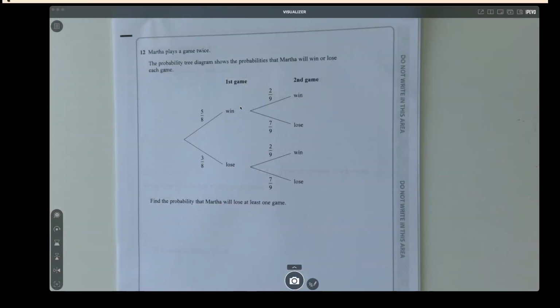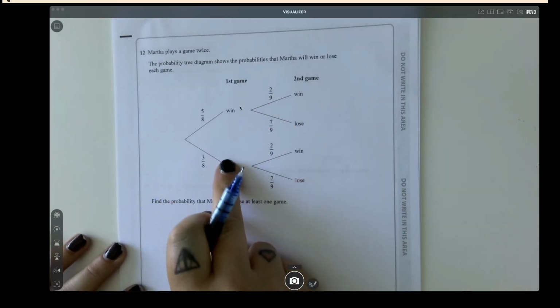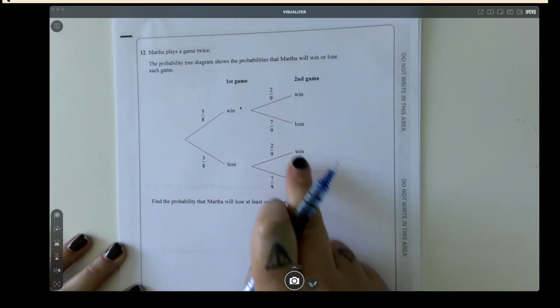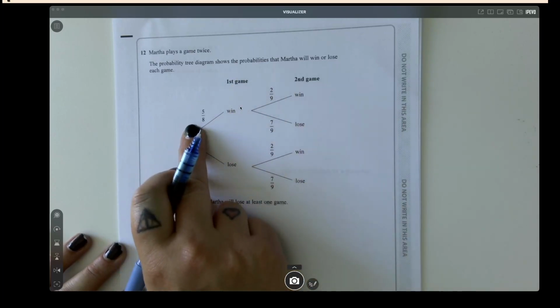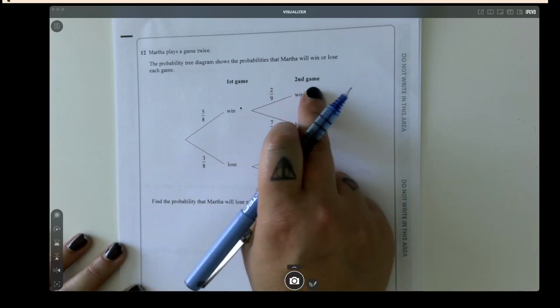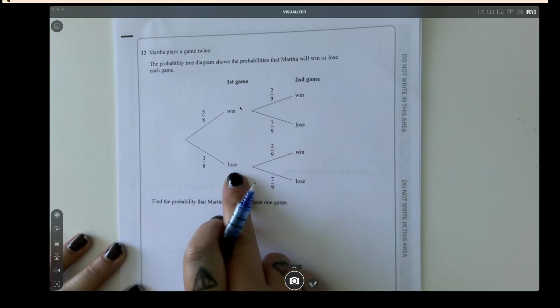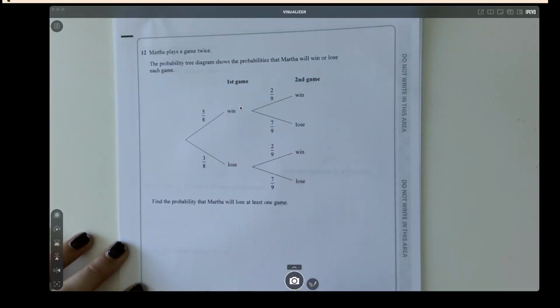Question 12. Martha plays a game twice. The probability tree diagram shows the probabilities that Martha will win or lose each game. So this is the first game, this is the second game. The branches dependent on the first game. So if they win, and then they win or lose the second game. If they lose the first game, win or lose the second game.